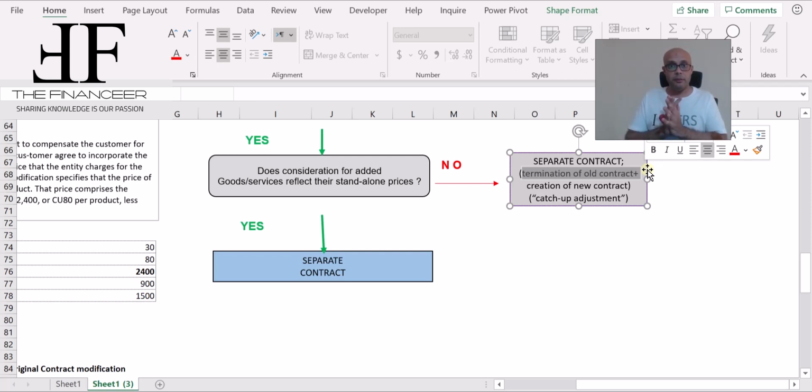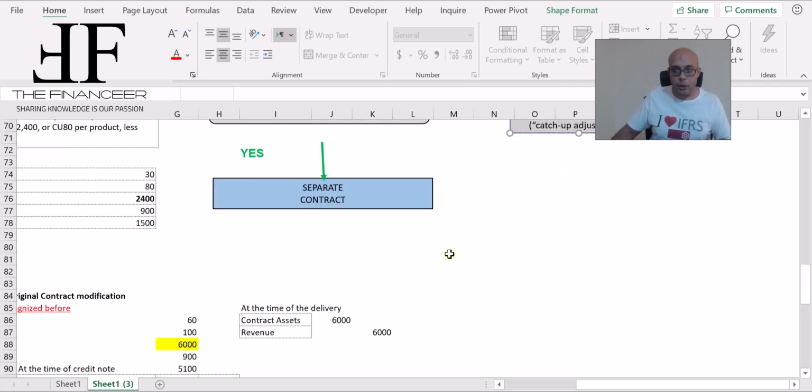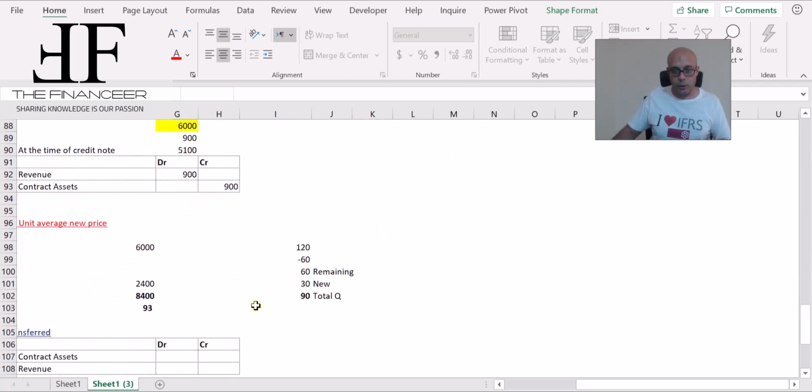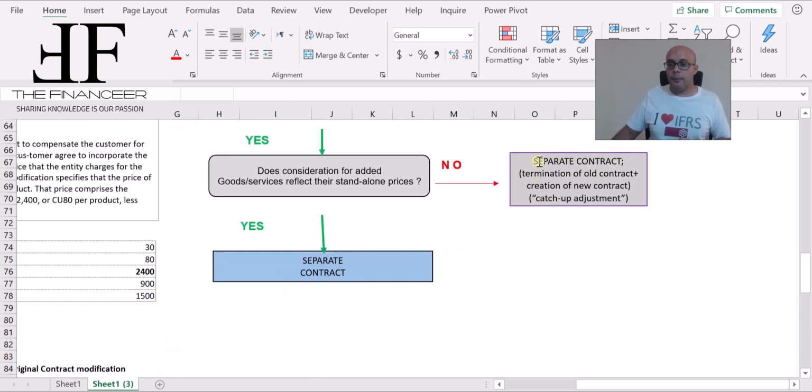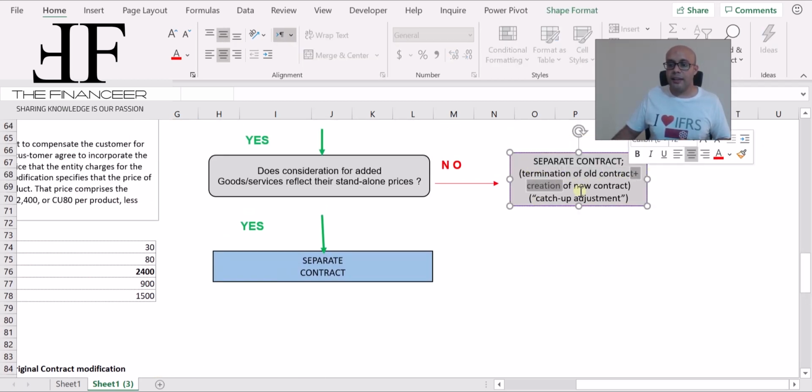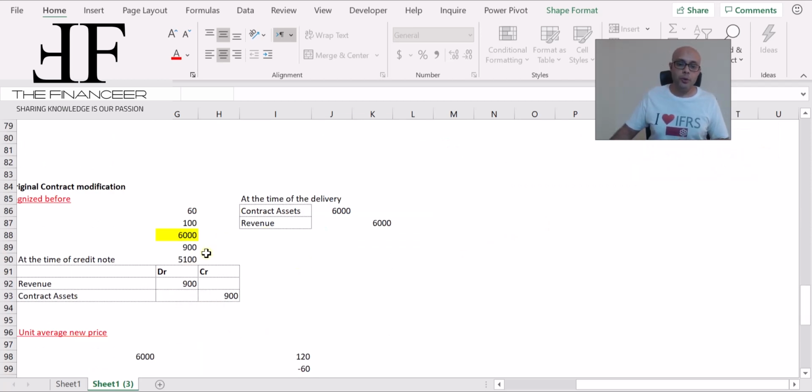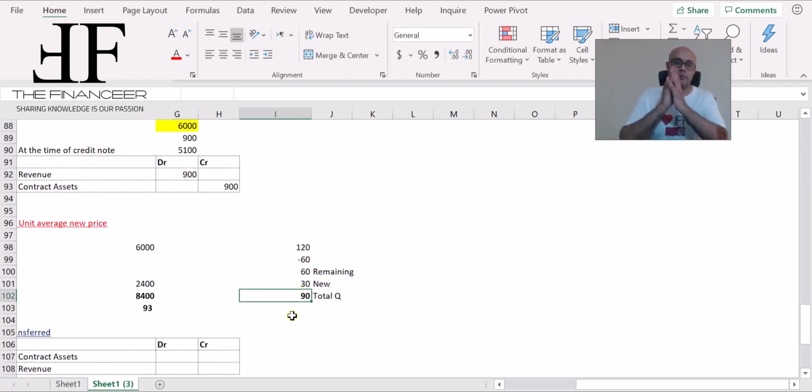So I terminated. Then I have to calculate a new price based on what? Based on the adjustment that we have to do for the new 30 units. So the remaining quantity is 60 and the additional units is 30. That is the meaning of you have to establish a new contract for 90 units. So this is the new contract of the 90 units. So let's come again. Separate contract by termination of the old contract and the creation of a new contract. So the new contract will be 90 units.